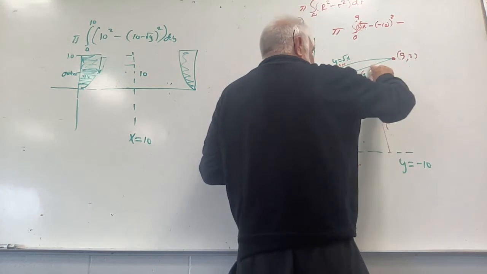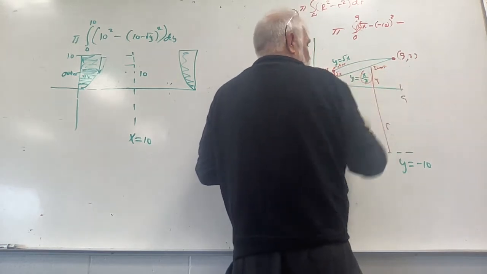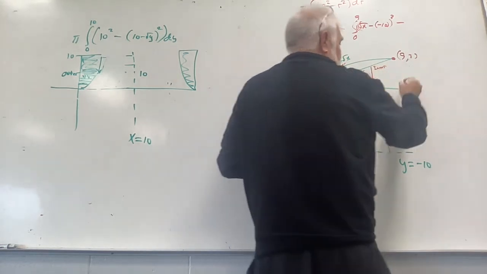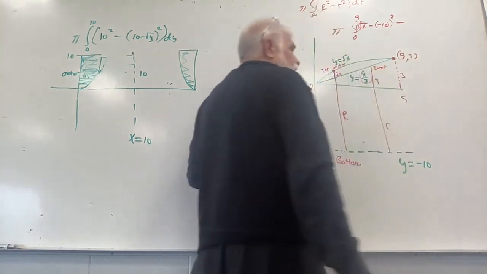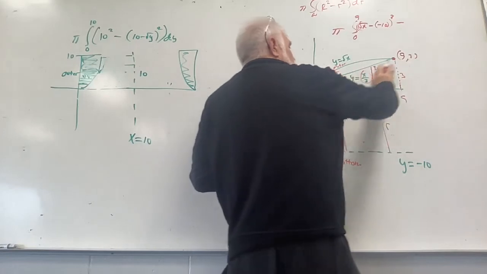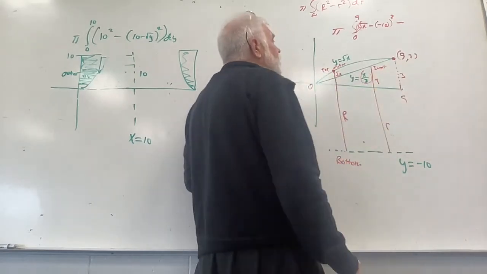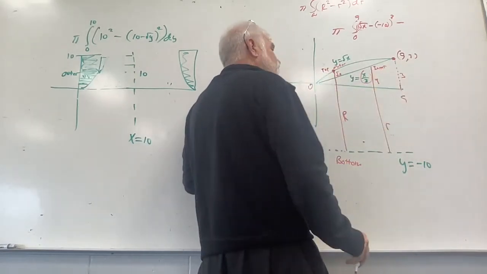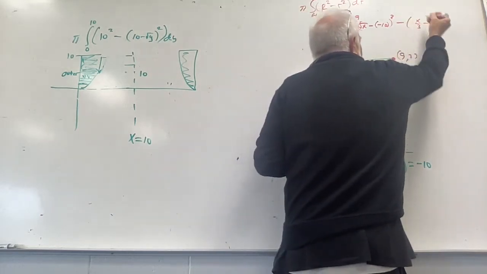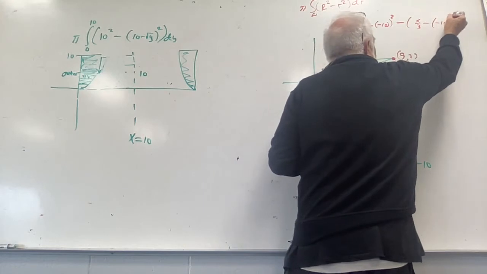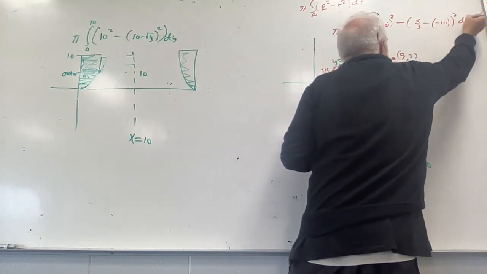These are y values that come from taking an x and dividing it by 3. So if we took this x and divided it by 3, we'd have a height of 3. So the heights are increasing at a constant rate here. And so what's top minus bottom? Top, x over 3, bottom, minus 10, squared, dx.